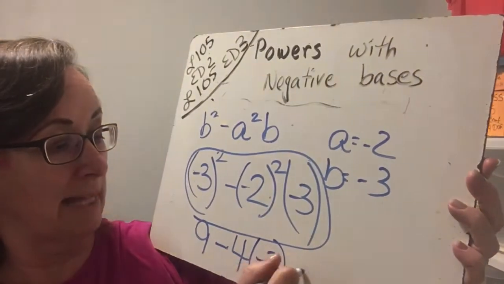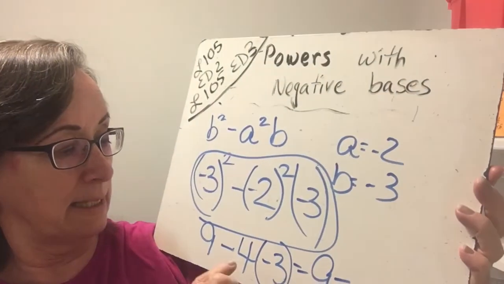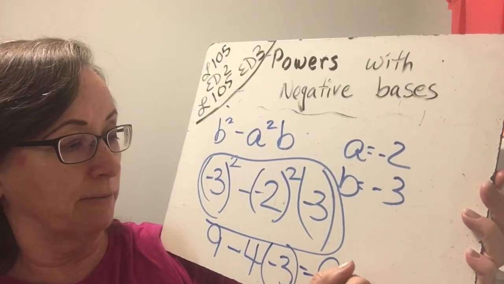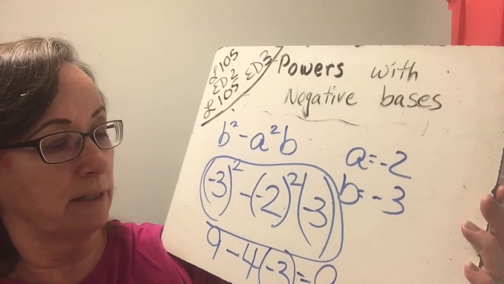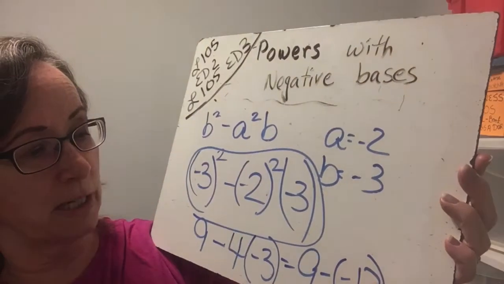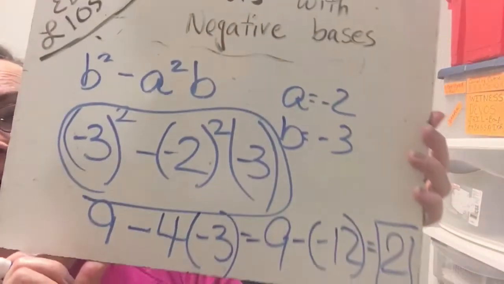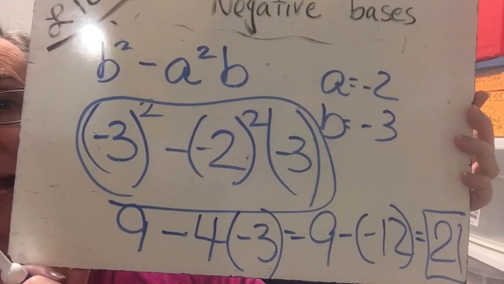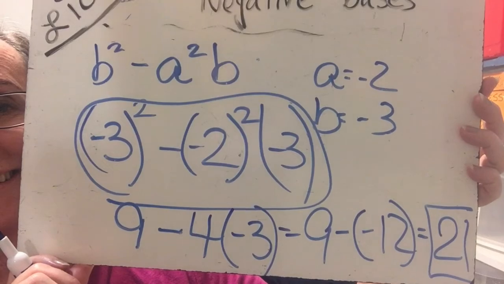So now, last step, 9 minus a -12. 9 minus a -12 is 9 plus 12, which is 21. And that is the last practice on there.